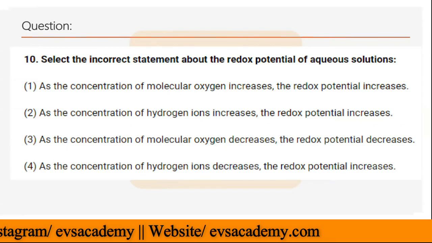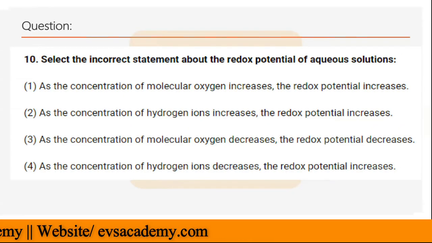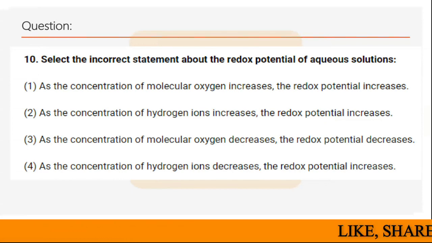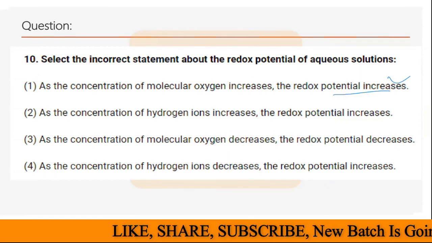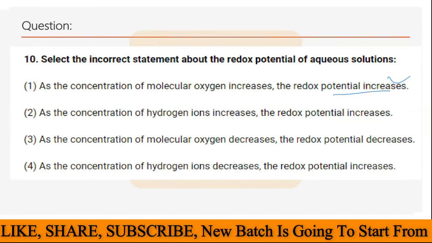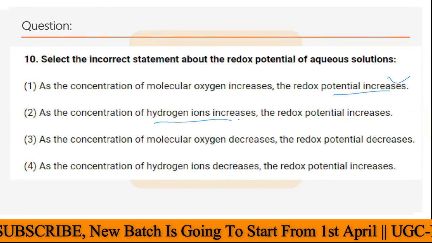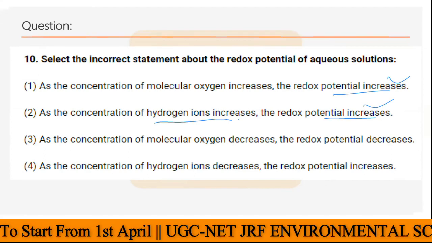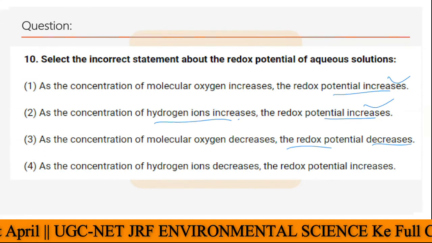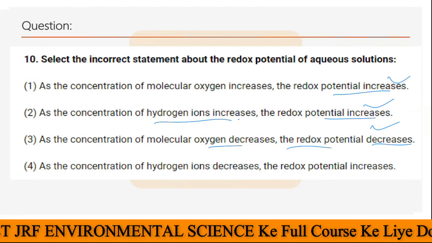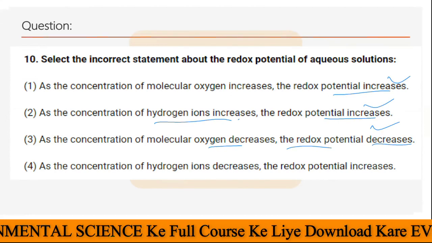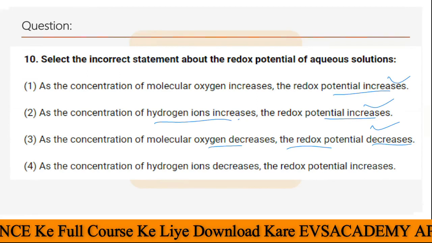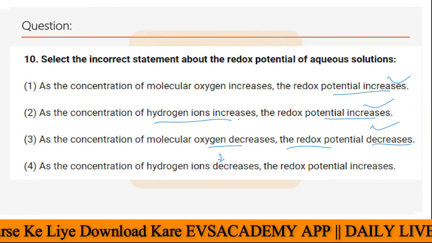For example, here you can see: select the incorrect statement about the redox potential of aqueous solutions. As the concentration of molecular oxygen increases, the redox potential increases. The first is absolutely true. As the concentration of hydrogen ion increases, the redox potential increases. This is also true. As the concentration of molecular oxygen decreases, the redox potential decreases. This is also true. So only the fourth is left, which can be the incorrect one. As the concentration of hydrogen ion decreases, the redox potential increases.